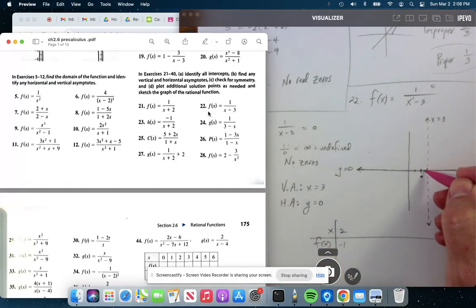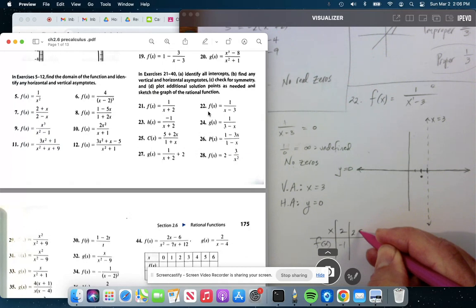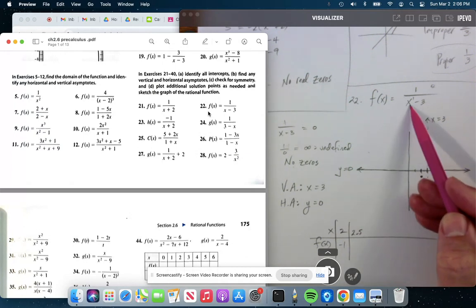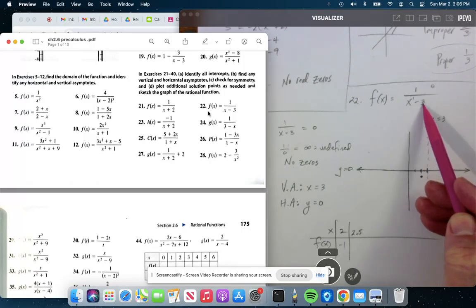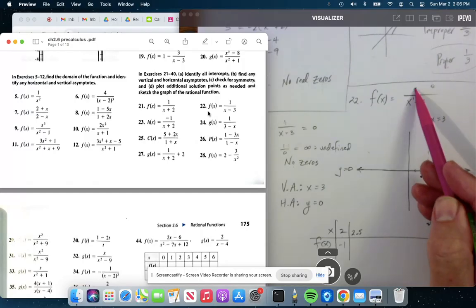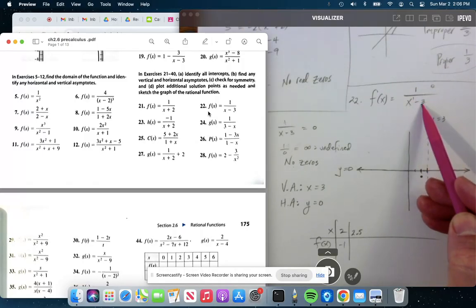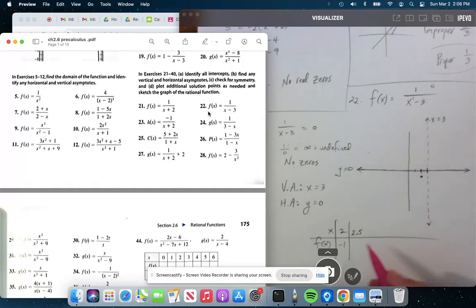What about 2.5? As we get closer to this asymptote, what happens? Let's see what happens there. If I put 2.5 in, 2.5 minus 3 is what? Negative 1/2. And 1 over negative 1/2 is negative 2. So that means when you go over to 2.5, now you're down to negative 1, negative 2.